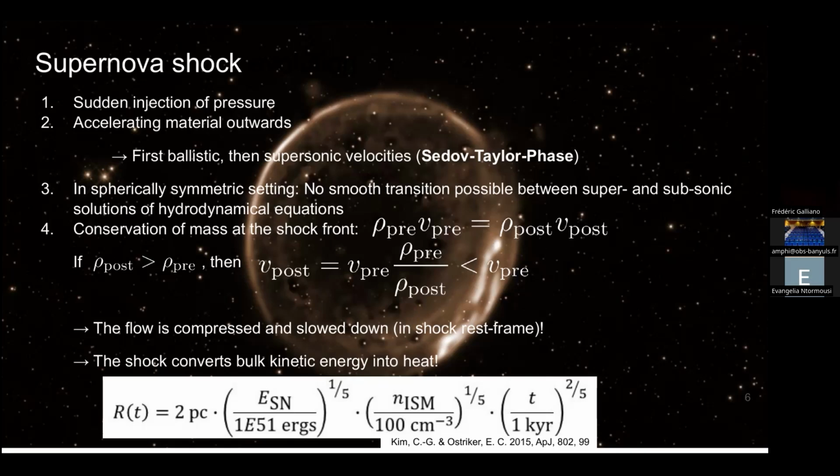And now note this is in relation to the shock rest frame. So what has been shocked moves along with the shock, is what this is saying in other words. If I put this into maybe more understandable sentences, the flow is compressed and slowed down in the shock rest frame. And what the shock does is convert bulk kinetic energy into heat.